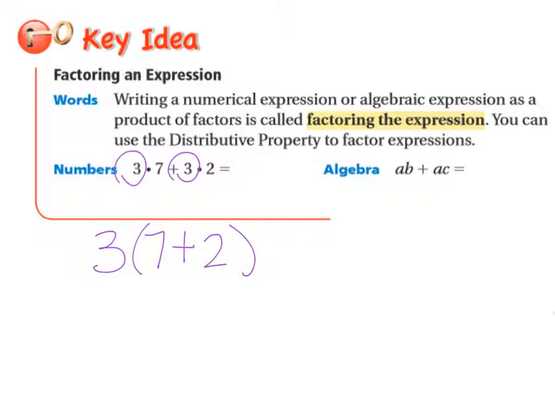On the other side, I'm going to do the same thing. What I have as the same factor in both terms is an A. So I'm going to put that outside a set of parentheses. And then what I have left is a B plus C.